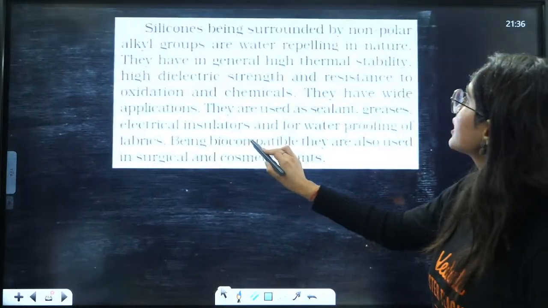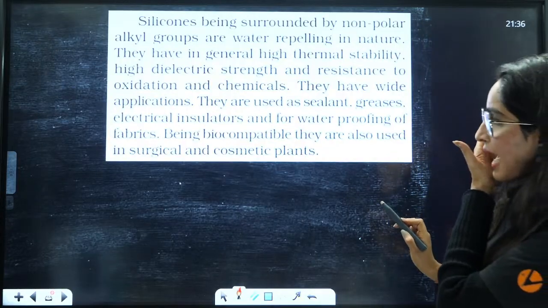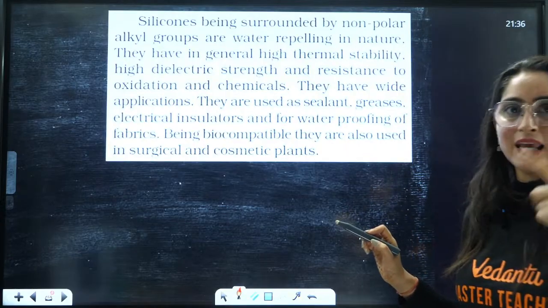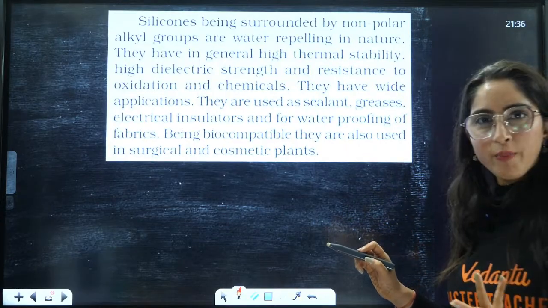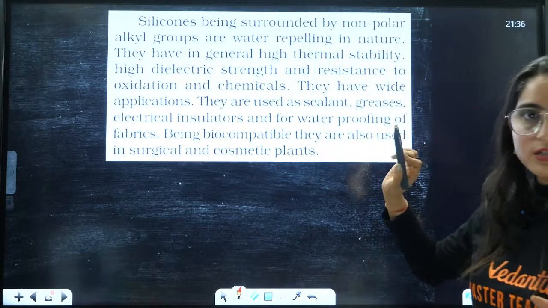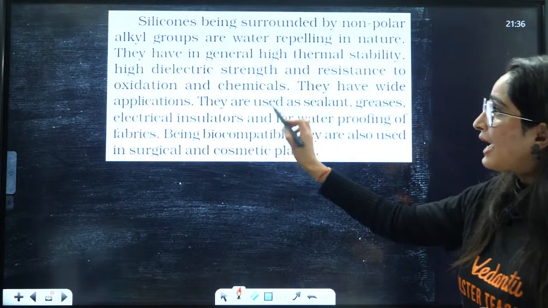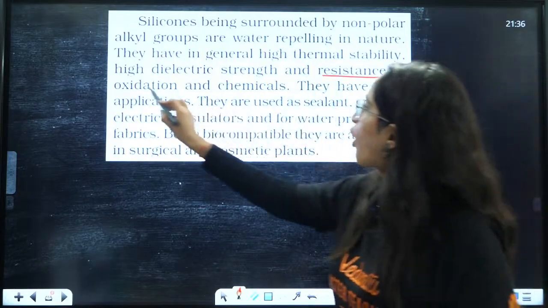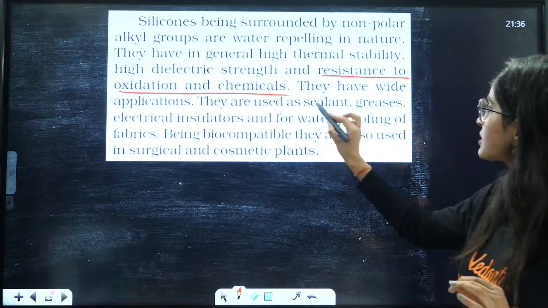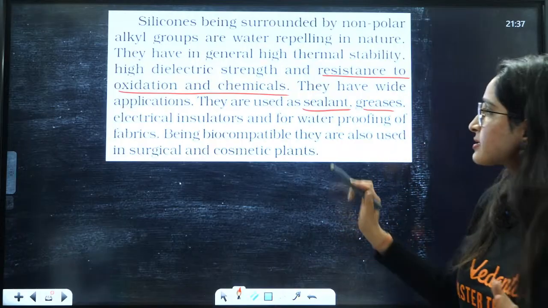Then silicon being surrounded by non-polar alkyl groups are weaker repelling in nature, right? Because it has CH3, CH3 which are hydrophobic in nature. So they have in general high thermal stability. The bonds are very difficult to break with heat, high dielectric strength and resistant to oxidation and chemicals. They have wide applications. They are used in sealants, greases, electrical insulators, waterproofing in fabrics.